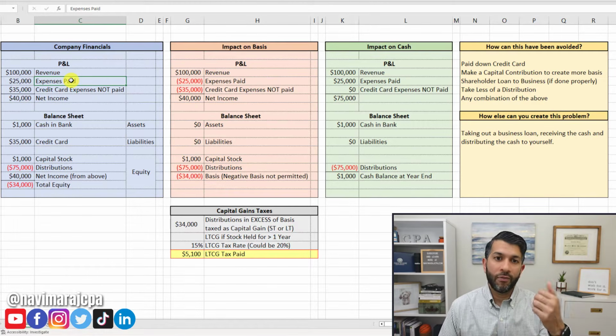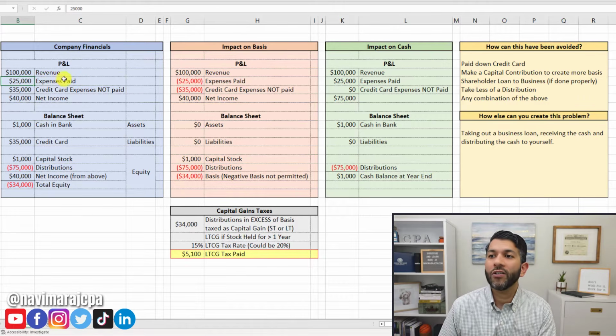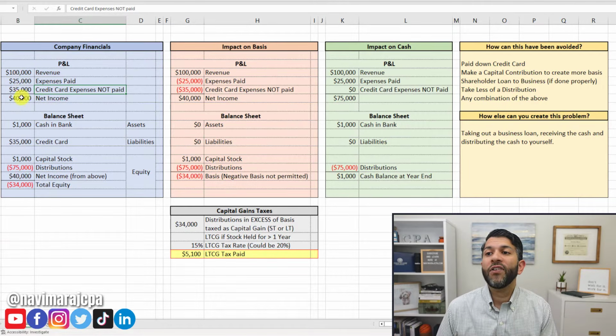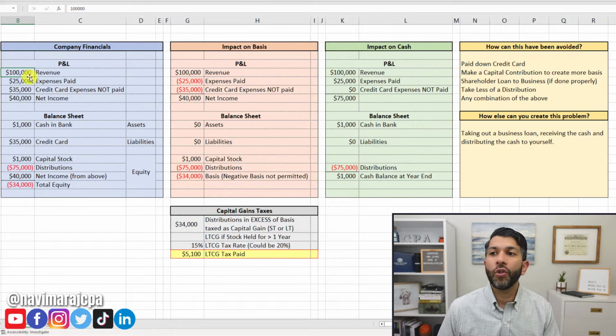So you either paid with actual physical cash, a debit card, or a check. Or maybe you used a credit card, but you paid down your credit card. That's what I mean by $25,000 of expenses you actually paid. But then you also had, in this example, $35,000 of expenses that you put on a credit card and you did not pay that balance down. So at the end of the year, you still owe $35,000. Well, on your profit and loss statement, you could do the math here: 100 minus the 25 minus the 35, you have $40,000 of profit in your business.